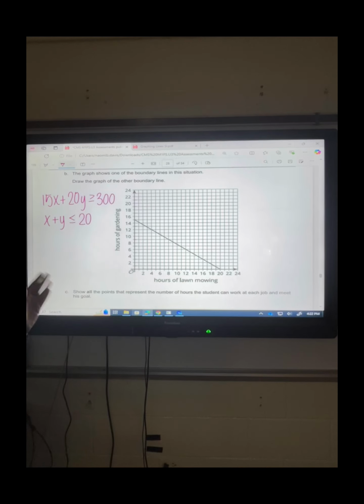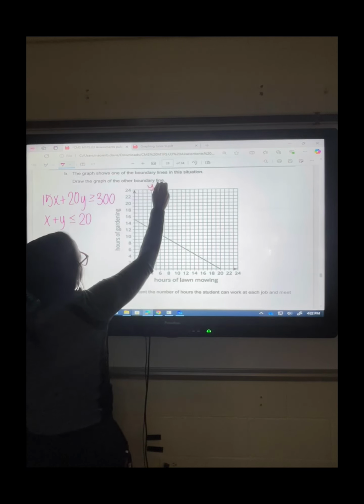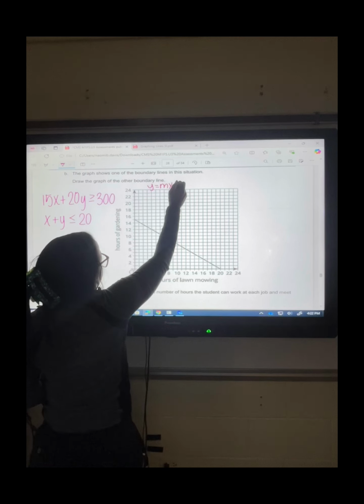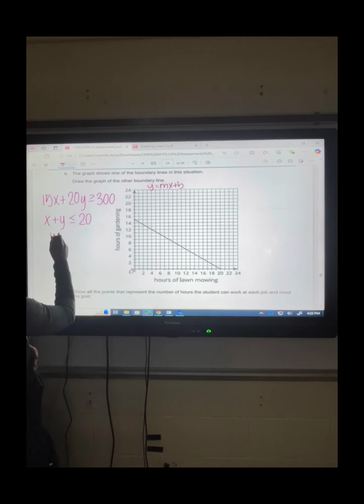Now, what it's saying is, it's only showing me one of them. I gotta find the other one. How do I know which one is which, Miss Davis? I would solve one and see what happened. Because we're good at solving it as long as it's y equals mx plus b. We know how to graph that. So let's solve one and see which one it is. This one's the easiest one to solve. So y is less than or equal to 20 minus x.